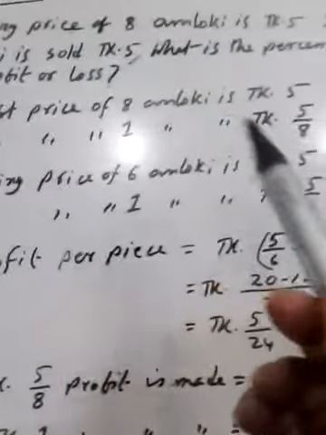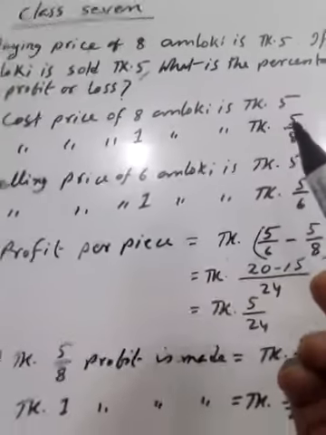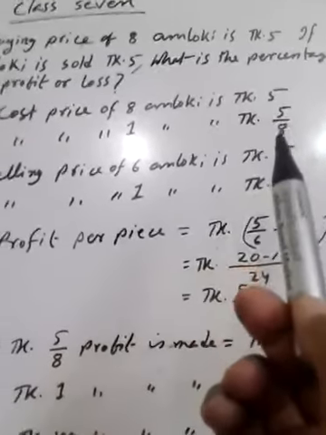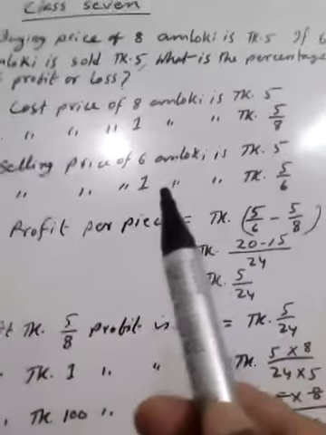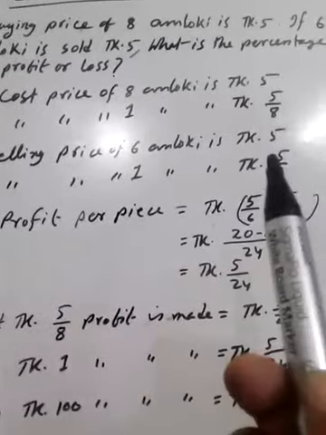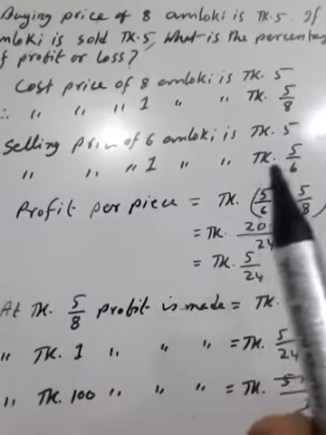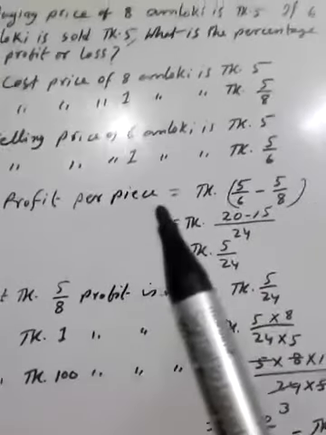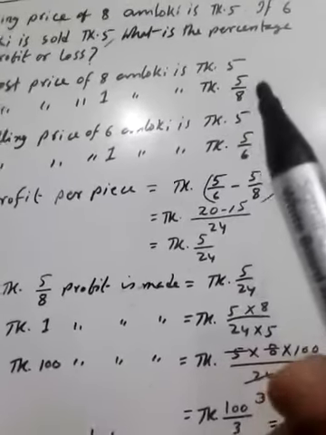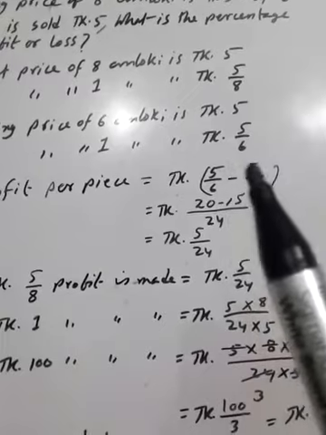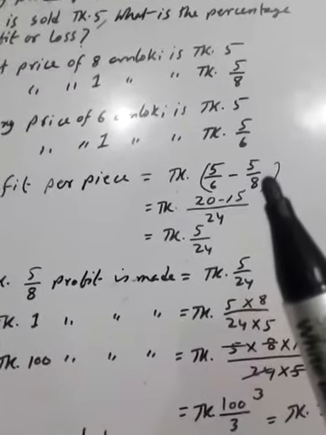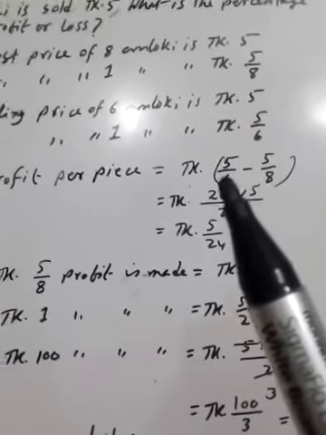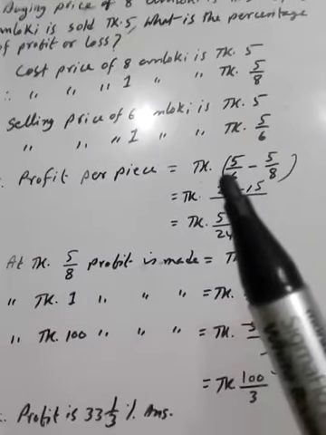The cost price of 8 amluki is 5 taka. Therefore, the cost price of 1 amluki is 5 by 8 taka. The selling price of 6 amluki is 5 taka, so the selling price of 1 amluki is 5 by 6 taka. Therefore, profit per piece: 5 by 8 is the cost price and 5 by 6 is the selling price. The selling price is higher, so it will be a profit.